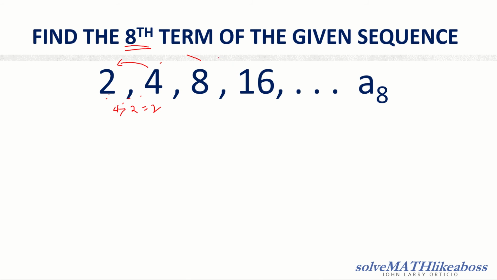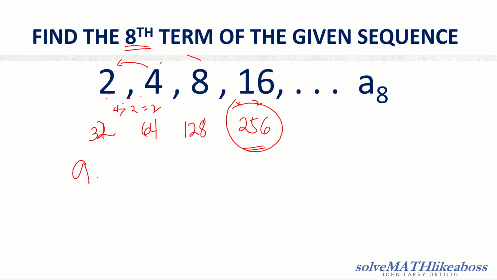Okay? So, since pang-walo, ang gawin natin, times lang natin. So, meron na tayong 16 times 2. So, magiging 32. Times 2, that's 64. Then times 2, 128. And then times 2, 256. Doon sa paglilist down natin yung times, nakuha natin na 256 yung pang 8 term. So, ibig sabihin, a sub 8 is equal to 256.